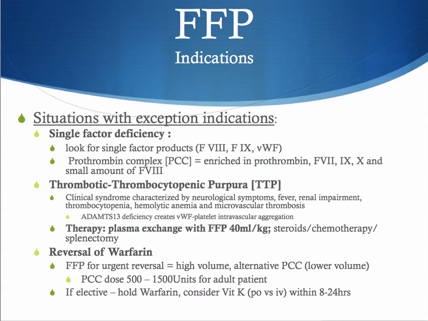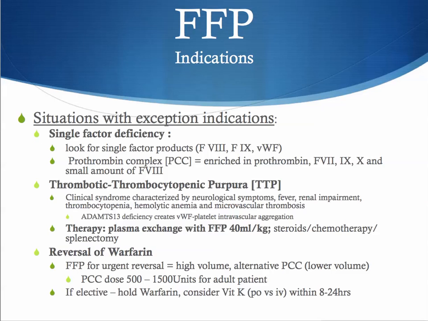There are certain situations which I want to point out to you when it comes to FFP use. First of all, FFP is not a volume replacement. Yes, it's a lot of volume, but it's not a volume replacement. When we try to address single factor deficiency, as it would be hemophilia A, B, or von Willebrand disease, there is some contained in FFP, but there are single factor products available. Prothrombin complex concentrates, or PCCs, are sometimes an alternative to FFPs with a lot of advantages. PCCs are enriched in prothrombin, factor 7, factor 9, 10, and a small amount of factor 8. So a majority of the vitamin K dependent coagulation factors are in the PCCs.